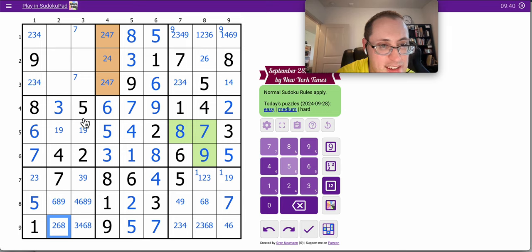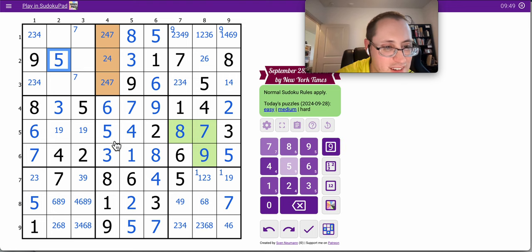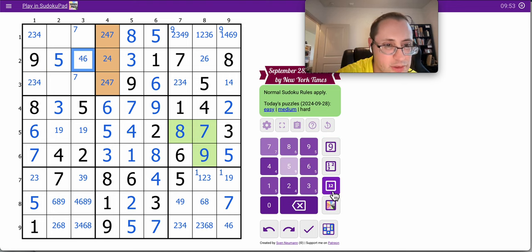One, three, seven, eight, nine. I need 2, 4, 5, and 6. Well, these aren't 5, and this one can't be 5, so 5 in row 2 is placed. This will be 4, 6, because it can't be 2.